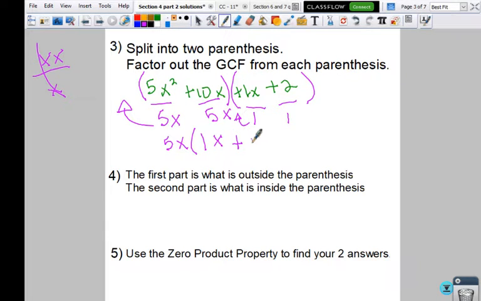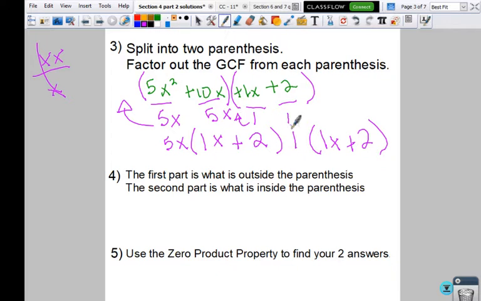Plus 10 over 5 is 2. And x over x cancels out. And then we're going to keep going. I'm taking out a 1, and then it's like dividing by 1. I'm going to go 1x, or you could just write regular x. That's fine. You don't need to put the 1 in. Plus 2. Like that.